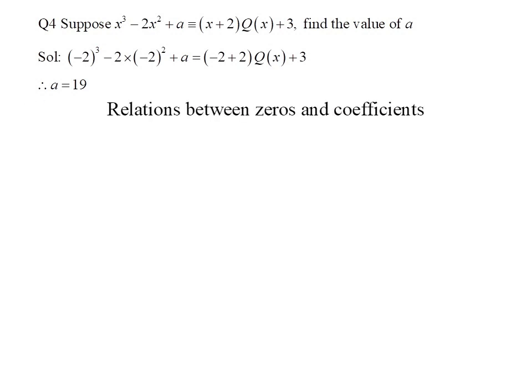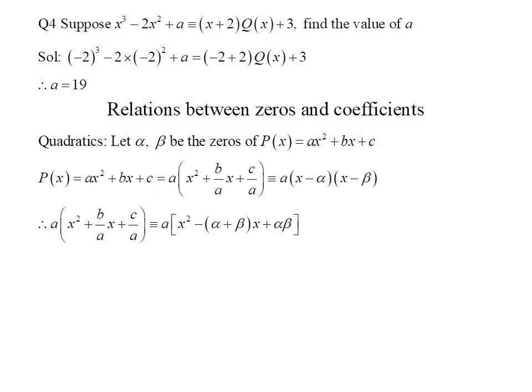Now we are going to explore the relations between polynomial zeros and its coefficients, particularly on quadratic, cubic, and quartic polynomials. The first case is the quadratic polynomial. We use the standard form of the quadratic polynomial, which we are quite familiar with. We also assume that alpha, beta are the two zeros of this quadratic polynomial.